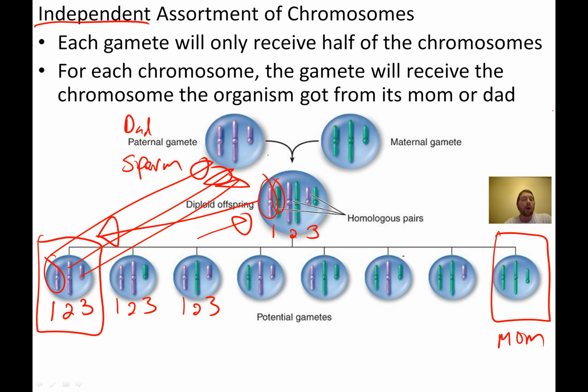Same thing with mom. Or it's possible that he makes a gamete that has chromosome 1 and 2 from dad, but chromosome 3 from mom. Or chromosome 1 and 3 from dad, but chromosome 2 from mom. And you can see from these pictures that even though this species only has 3 chromosomes, there are 8 possible chromosome combinations representing the gametes that this guy can make. So that's what we mean by independent assortment of chromosomes, is you're going to pass on the chromosome you got from mommy or daddy, and that leads to a whole bunch of possible chromosomes.